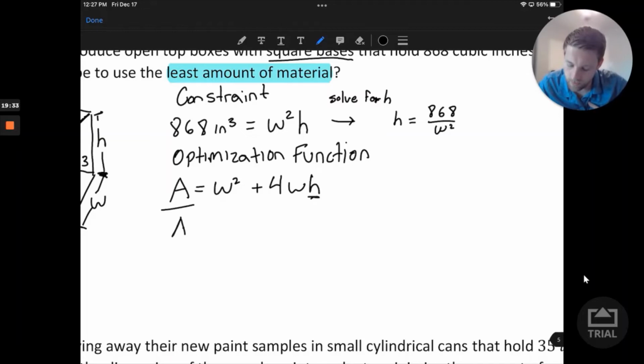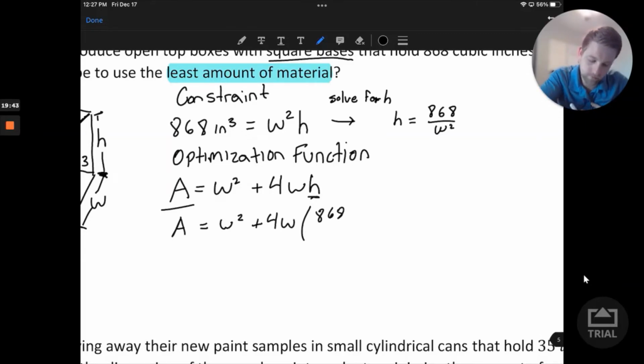We'll go with the area here. The W squared stays the same. Plus, we'll have 4W, and then H will be 868 divided by W squared.